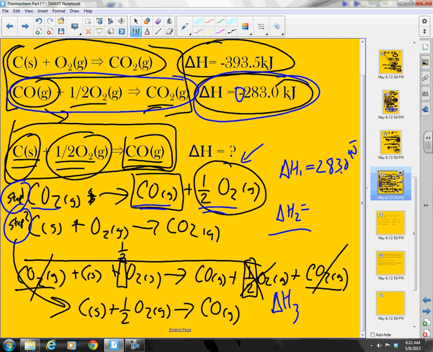Step 2 is exactly the same as this. So that means my delta H is negative 393.5 kilojoules. So my delta H for the total reaction are these two things added together. So I'm going to take 283 plus negative 393.5.